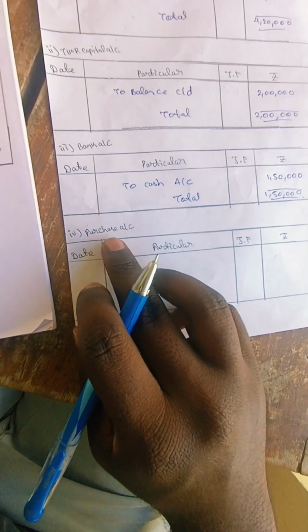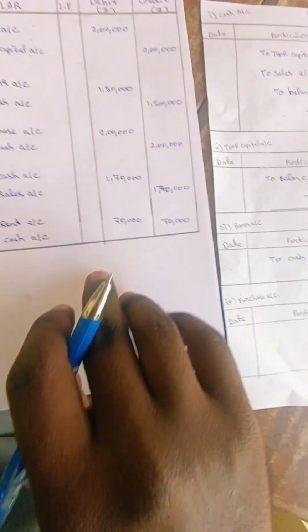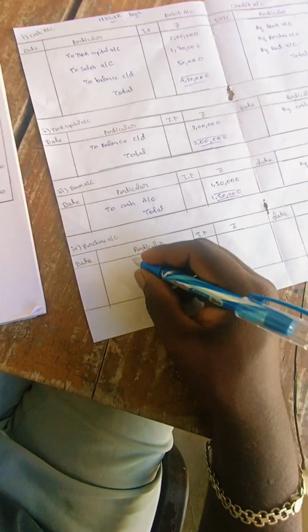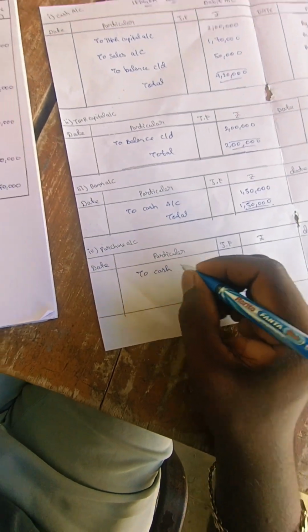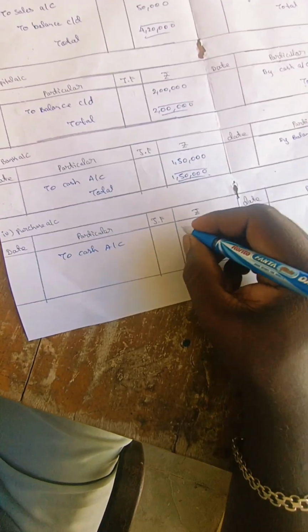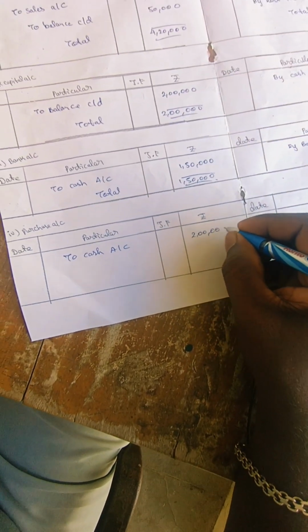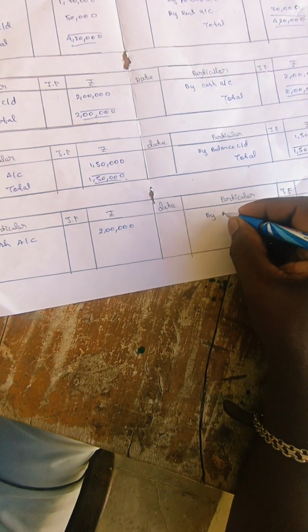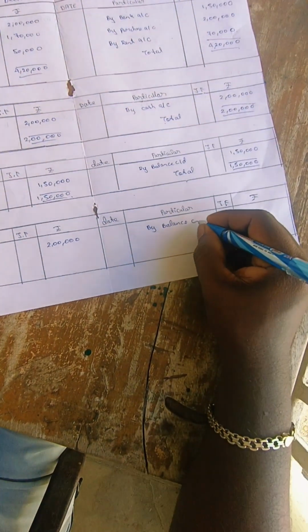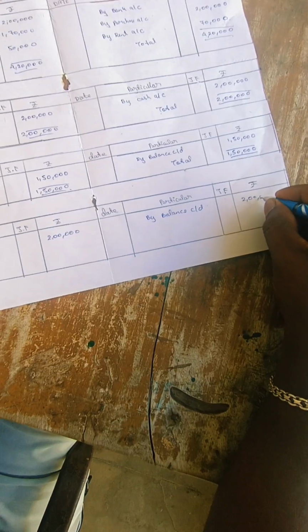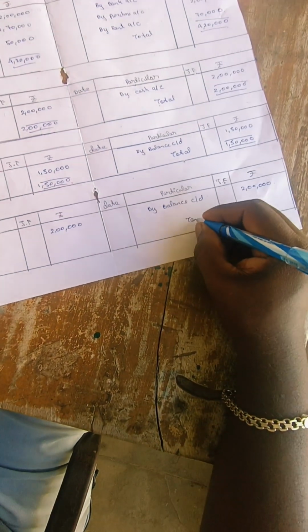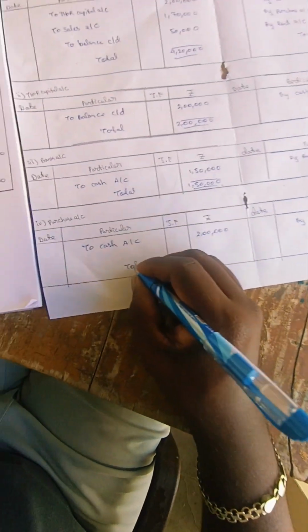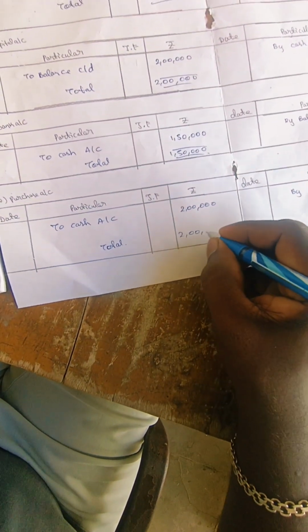Then go to the fourth book, the purchase book. Purchase ledger book. Here we have the purchase ledger book. To cash account rupees 2 lakh. Then By balance credit rupees also 2 lakh. So the total is 2 lakh. Here also the total is 2 lakh.